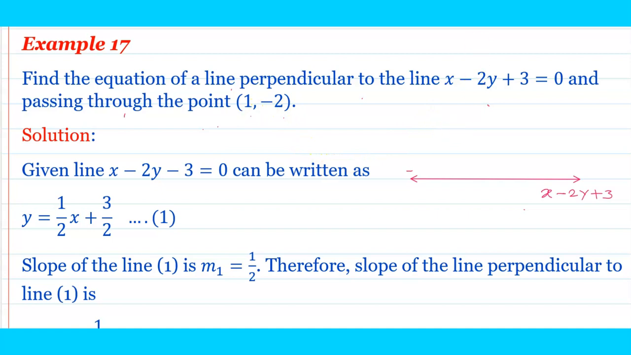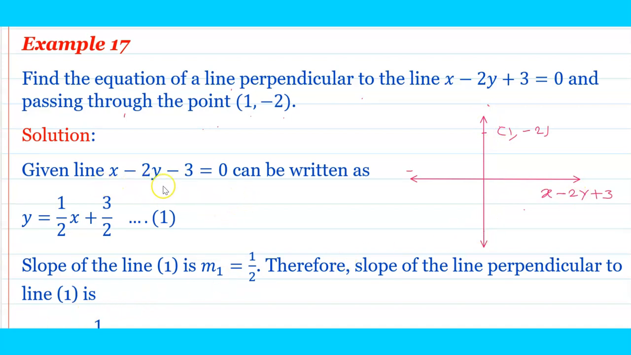Okay, now there is one more line. Okay, it is perpendicular to this line. Okay, and that line passes through the point 1, minus 2. Now we know the slope of the line. Okay, and the minus and reciprocal of the slope is the slope of this required line.